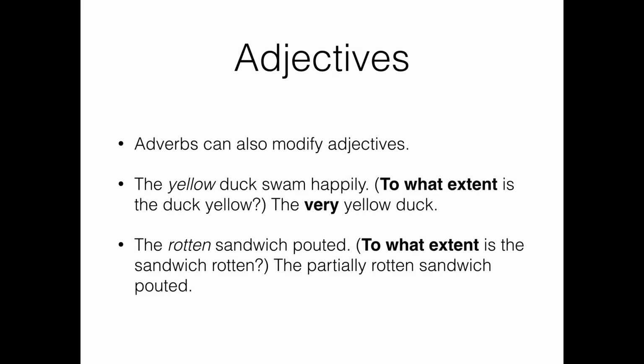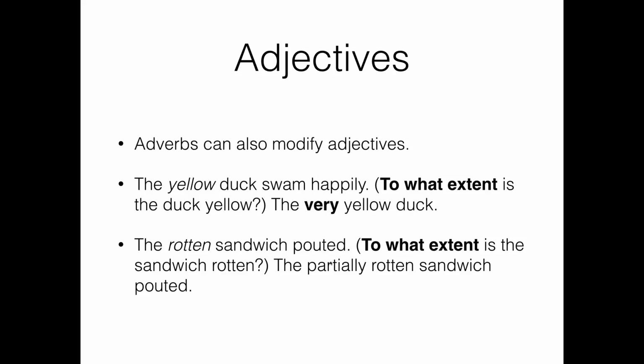Adverbs can modify adjectives, and this is where we start to move past the stuff that you probably learned and forgot in elementary school. The yellow duck swam happily. To what extent is the duck yellow? It's a very yellow duck. It's not kind of a muddy yellow duck, which you could also say, but it's very yellow. Yellow tells us about the duck. Very tells us about how yellow the duck is.